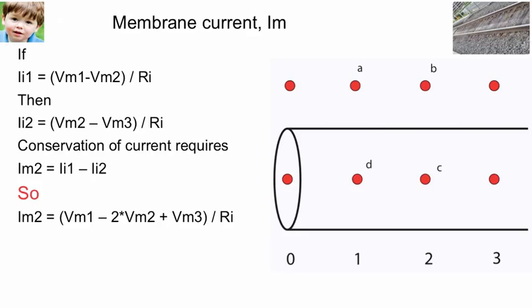This is a simple argument, but let me take it step by step. We showed in the last segment that the axial current, Ii1, could be found from Vm1 and Vm2. This equation was our result. That's saying that we can find this current right here, which I'll denote with the blue arrow, Ii1.